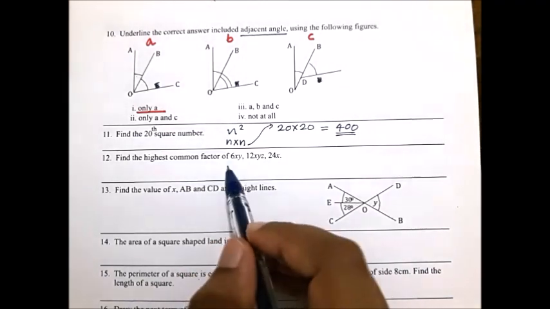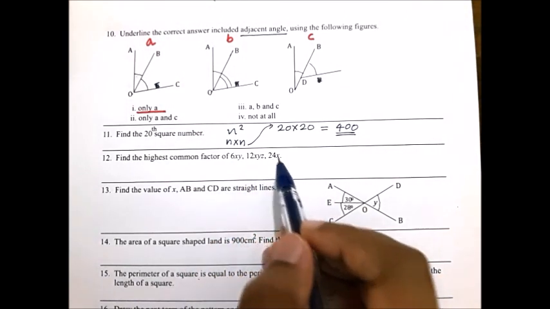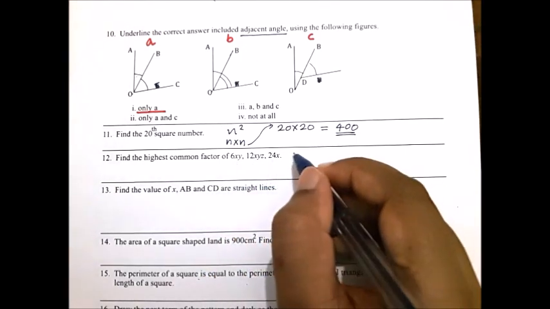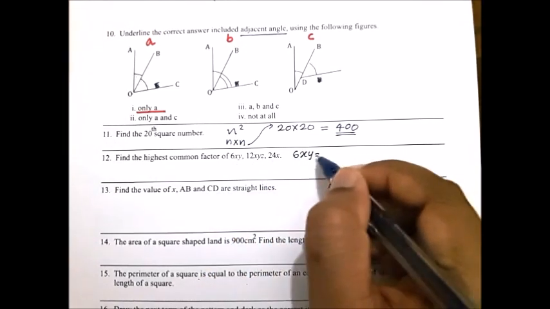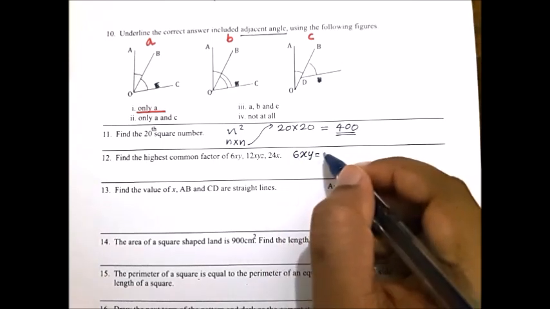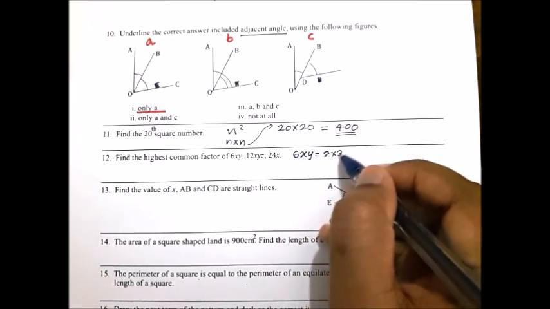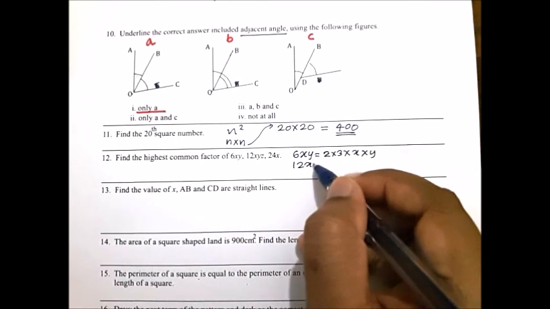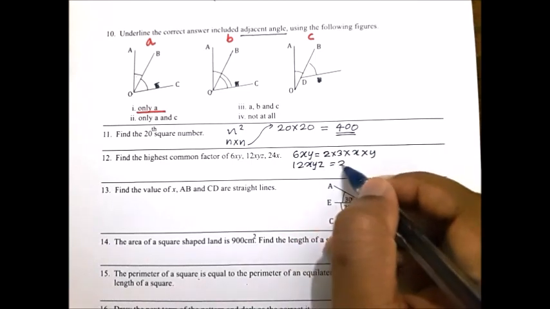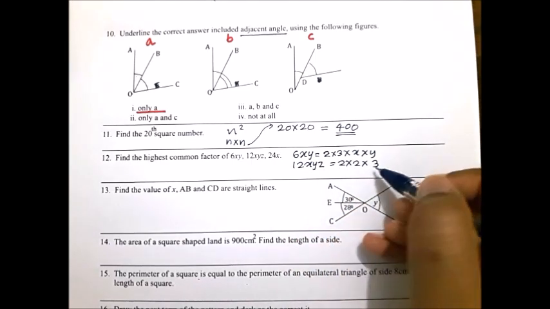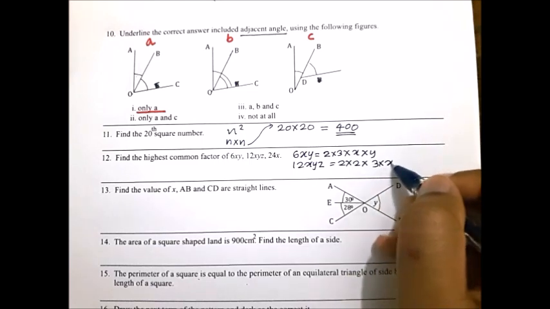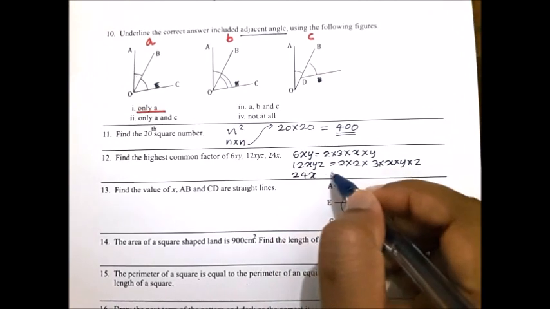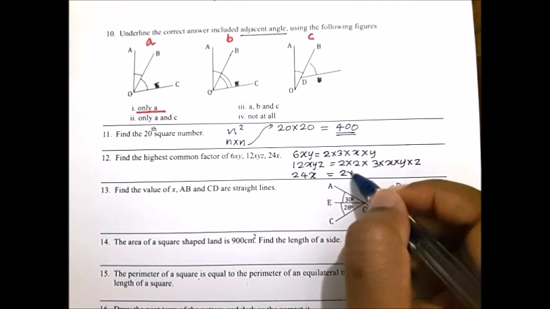Find the highest common factor of 6xy, 12xyz, 24x. First write these terms as a product of prime factors. 6xy. 6 you can write as a product of prime numbers, 2 multiplied by 3, multiplied by x multiplied by y. 12, 2 multiplied by 2 multiplied by 3 multiplied by x, y, z. 24x. Again write this as a product of prime numbers.